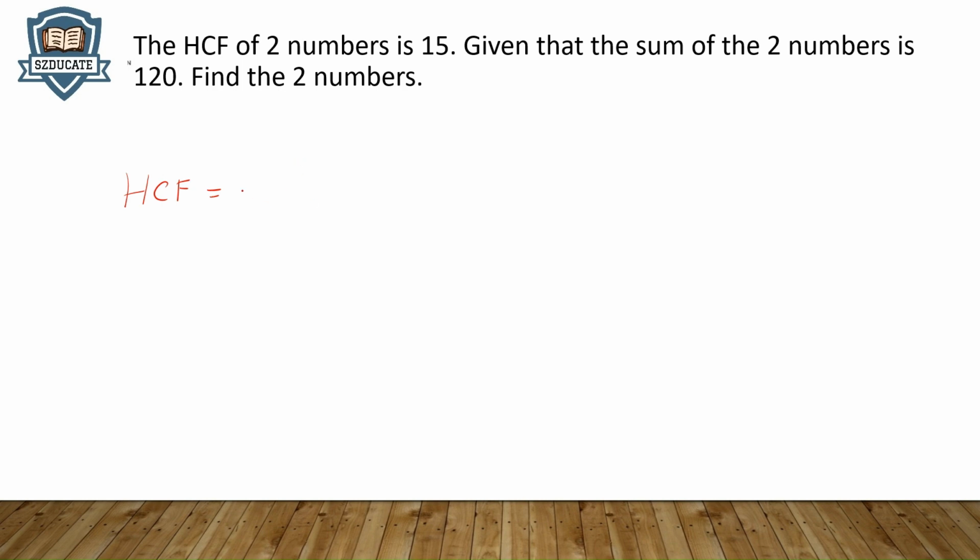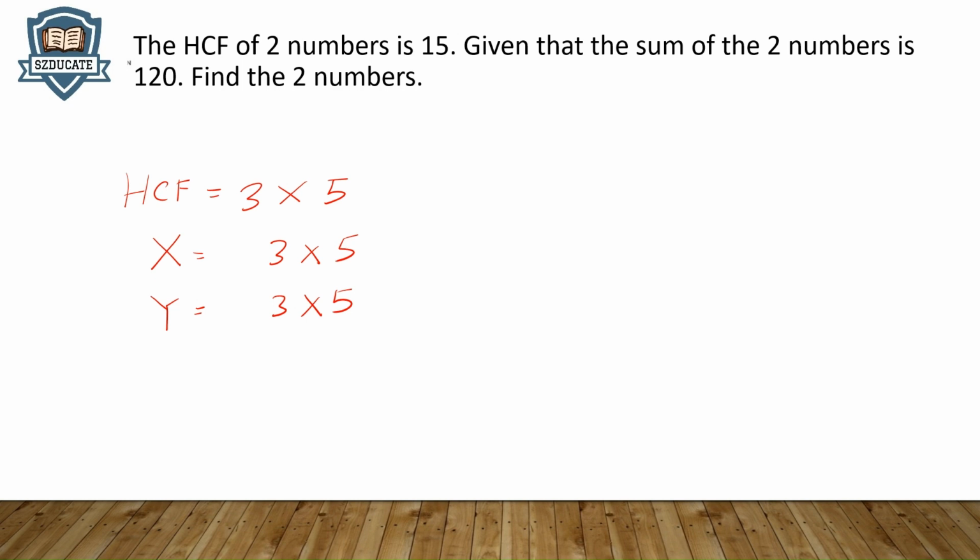15 is quite simple. I'm not going to press the calculator. It's just 3 times 5 because these are the prime numbers. Now let me call one of the numbers x and the other number y. Since the HCF is 15, both of them must have 3 and 5, at least. And the sum is 120.